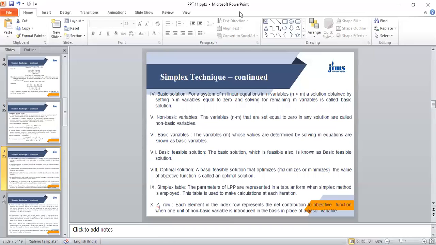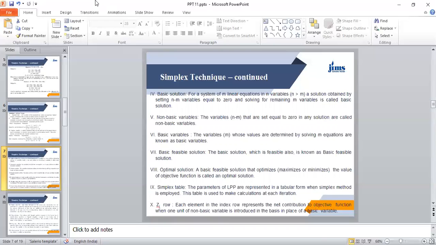Then what are non-basic variables? The n minus m variables that are set equal to 0 in any solution are called non-basic variables. We shall explain this with an example. Now we are only writing the definitions. What are the basic variables? The m variables whose values are determined by solving the n-m equations are known as basic variables.